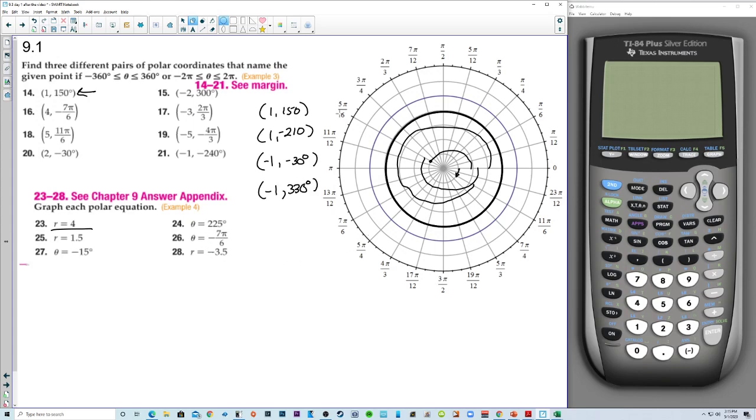So let's go to 225 degrees. 225. That's one of the pi over 4s. So it's this line right here. And I did number 24. So these are circles. These are lines.